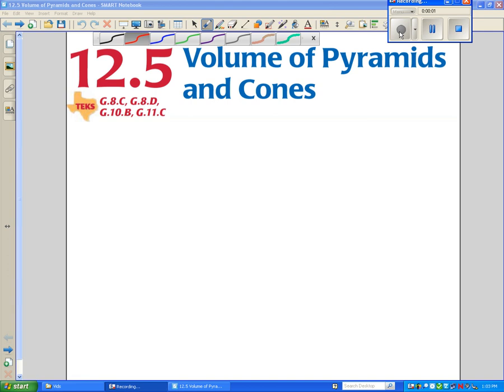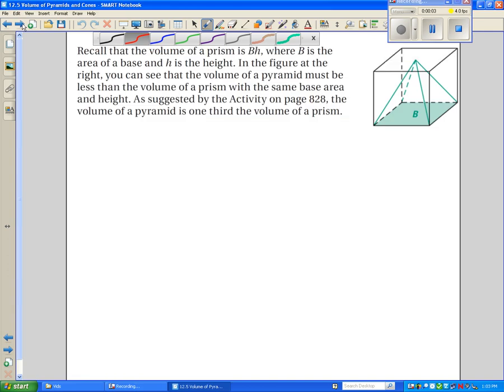12.5, volume of pyramids and cones. This is very difficult to prove because it actually deals with calculus. But just know that a pyramid with the same base and the same height as the prism that goes with it is 1/3 of that.